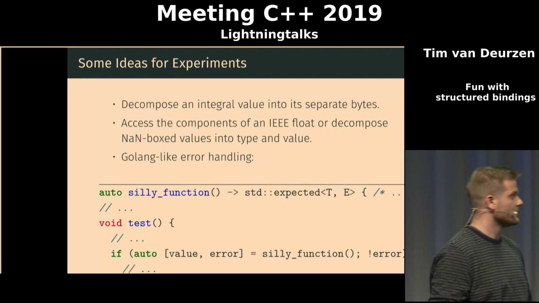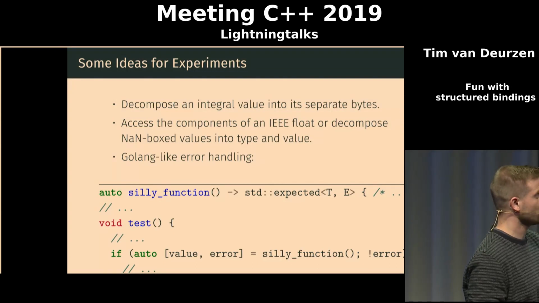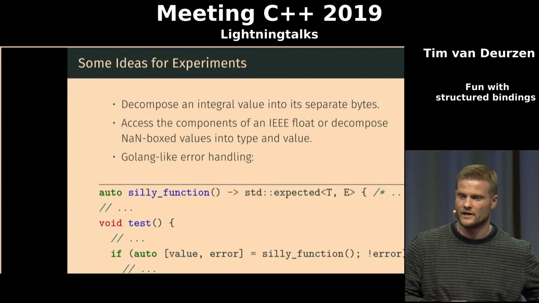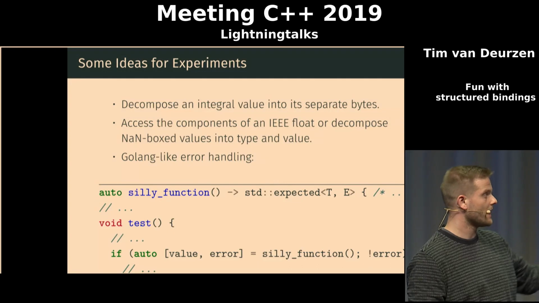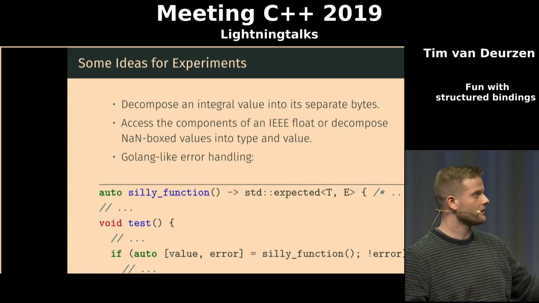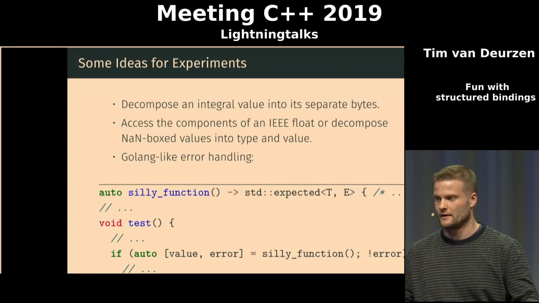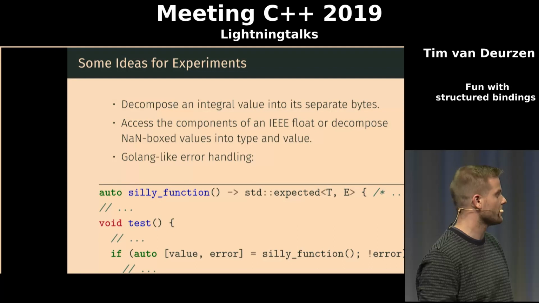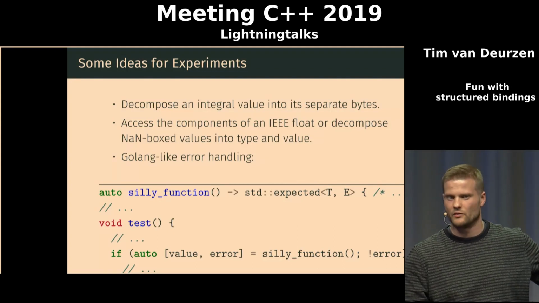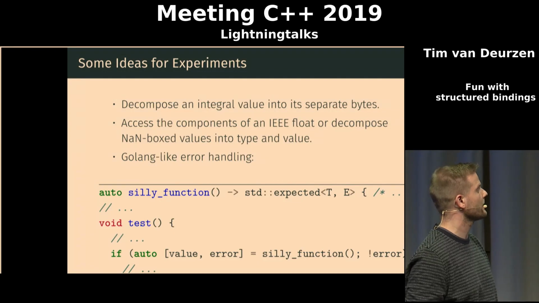And that goes into the same idea with the Golang-like error handling. So you have a function that returns some kind of expected value, which is either a T or an E. It really just stores one value, but then at the point of use, you decompose it into a value and an error. You inspect the error and you handle it or use the value. Not sure we want this type of error handling, but it's an interesting API design choice you can make.